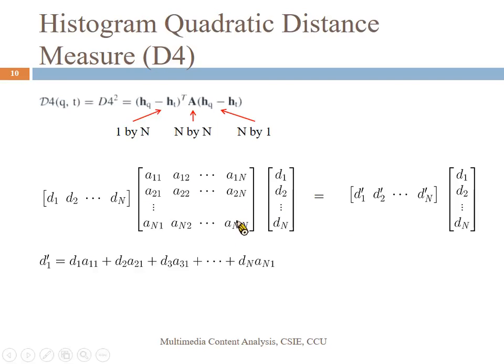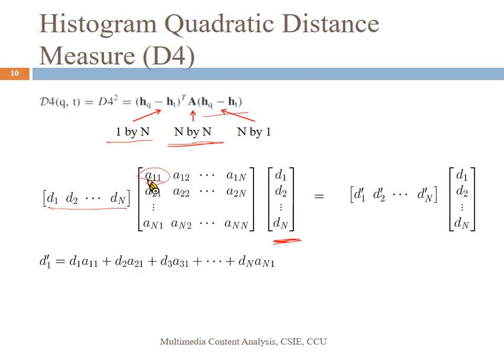So here is the detail of the quadratic distance. In HQ minus HT transpose, it would be a 1 by n vector like this. Another one, HQ minus HT, would be an n by 1 vector. And the matrix A is an n by n matrix. Assume that there are n different bins.